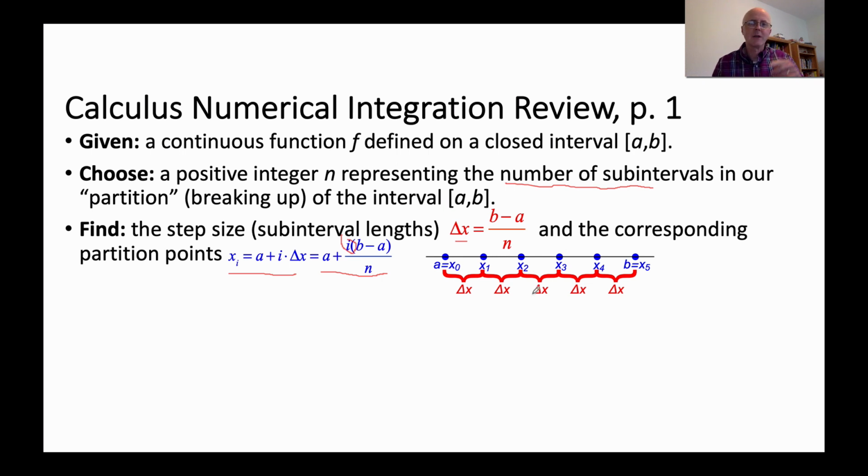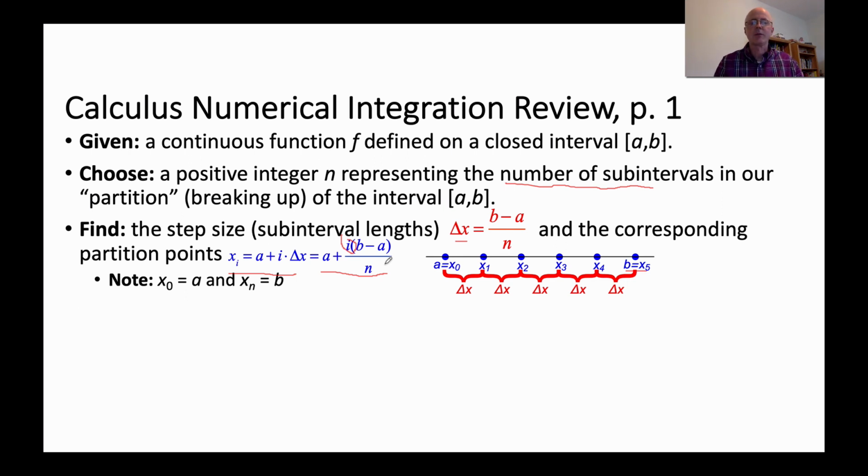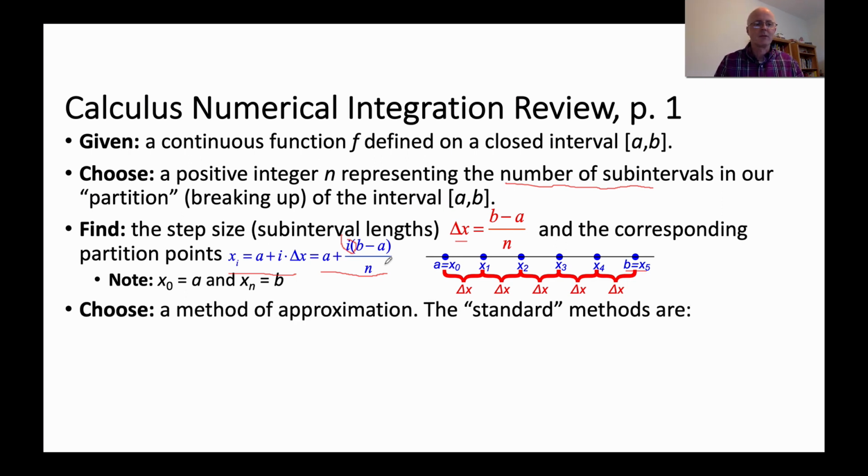By the way, I will warn you later on in this lecture, I'm also going to label delta x with an h as well. That's a common thing to do in calculus. When n is 5, in this case x5, it is the same as b. If you replace i with n here, the n's will cancel, and you'll be left with a plus b minus a, which simplifies to b. Okay? Note, like I just mentioned, x0 equals a and xn equals b.